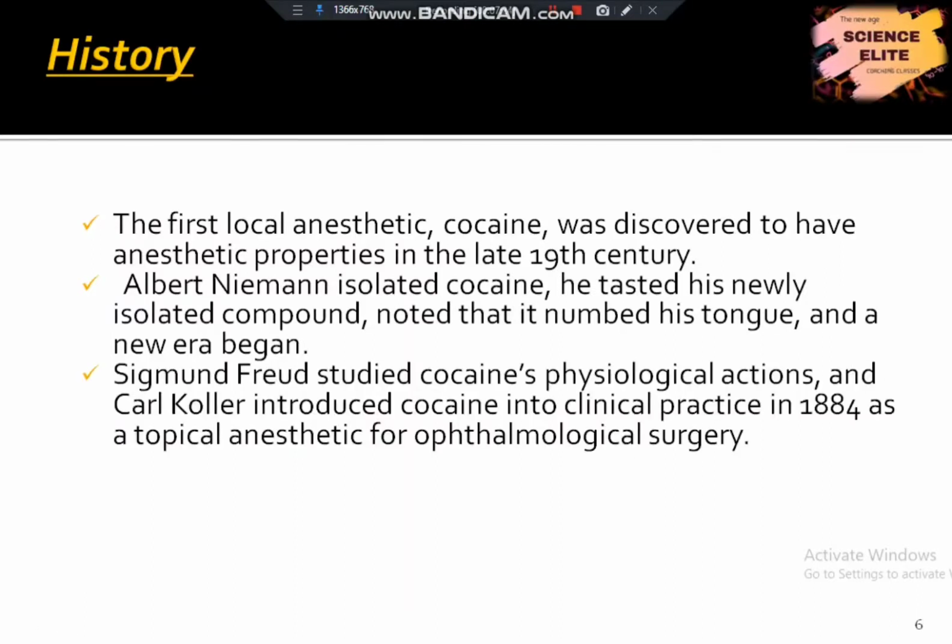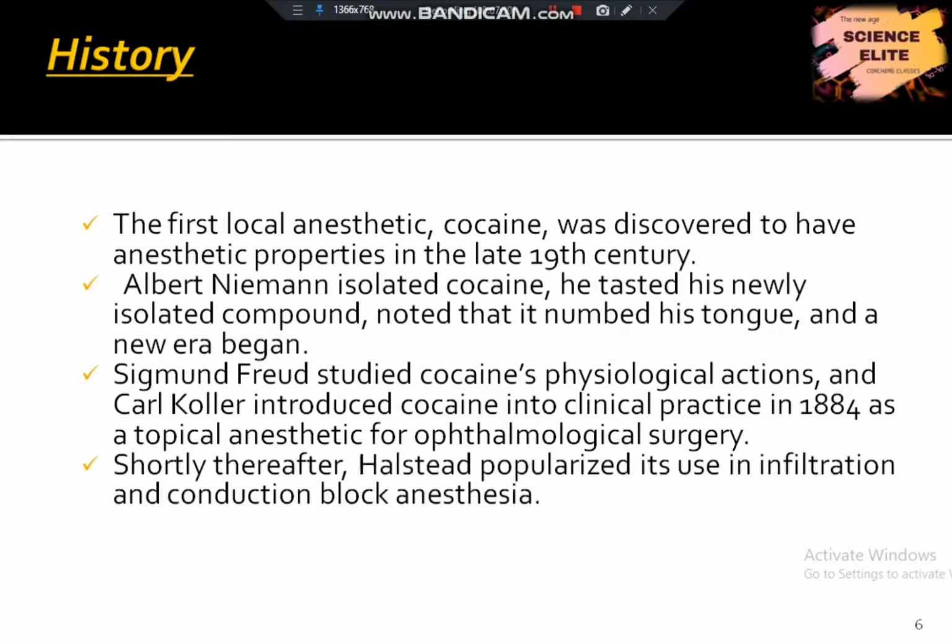Then Sigmund Freud studied cocaine's physiological actions, and Carl Koller introduced cocaine into clinical practice in 1884 as a topical anesthetic for ophthalmological studies. You all must know ophthalmological means eye-related surgeries. There it was used in clinical practice in 1884.